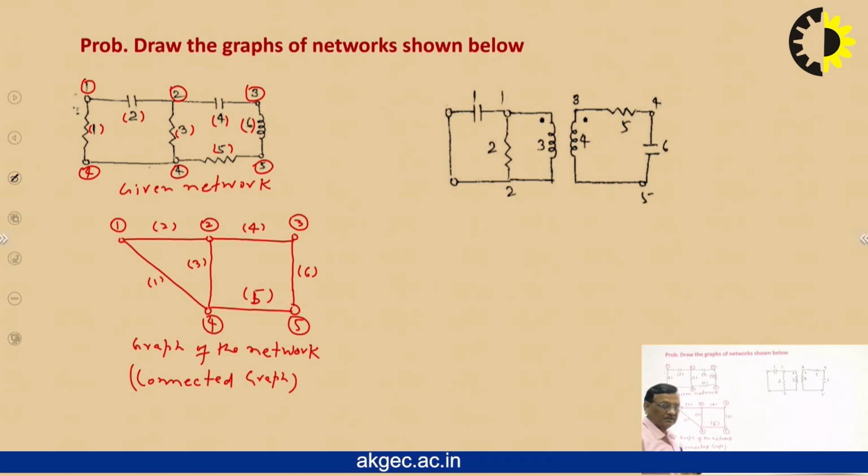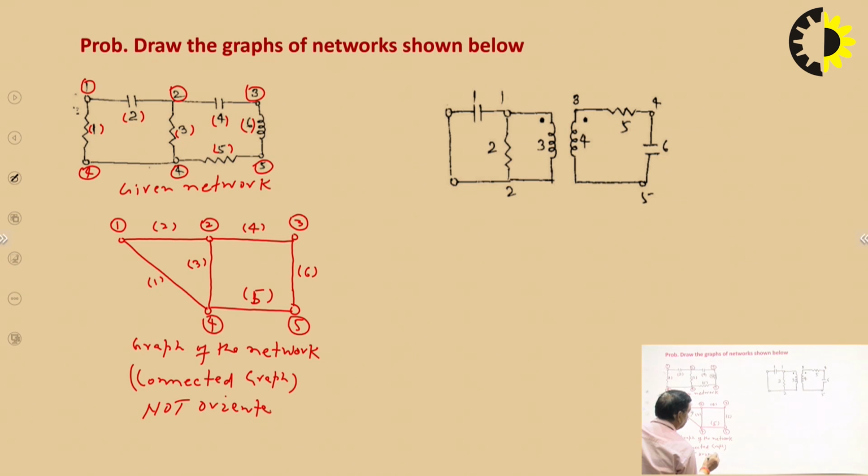This is clear. And what is oriented? This graph is not oriented, because the network is not oriented. We have not taken the reference direction of the current, so this graph is not oriented. This graph is connected because we are able to go from each node to every other node.